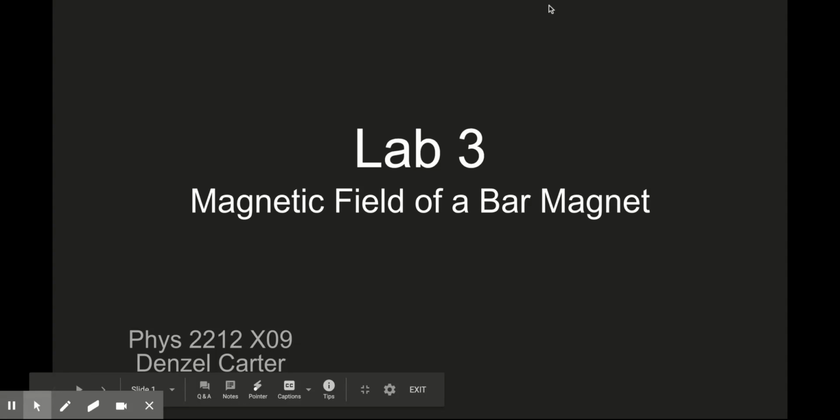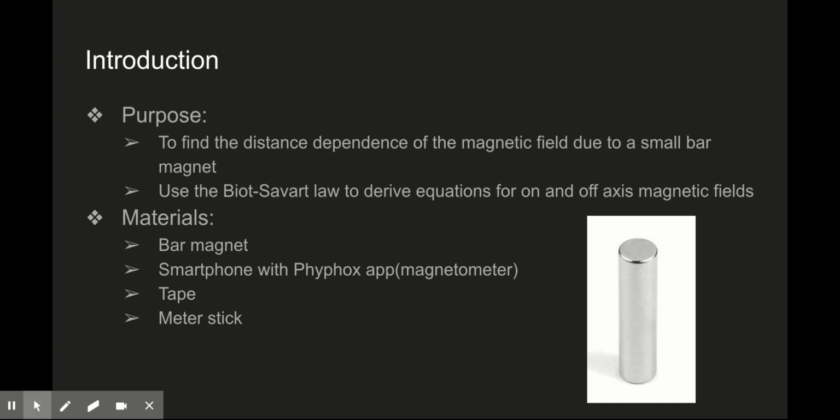Hi, my name is Denzel Carter, and this is Lab 3, Magnetic Field of a Bar Magnet. So in this lab, our purpose is to find the distance dependency of the magnetic field due to a small bar magnet and use Biot-Savart's law. Here are the materials below.